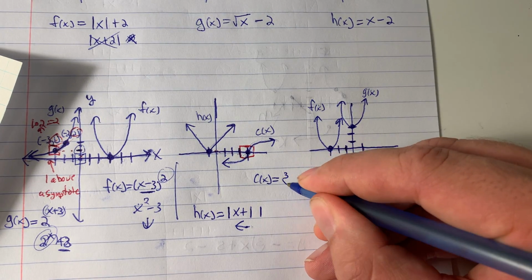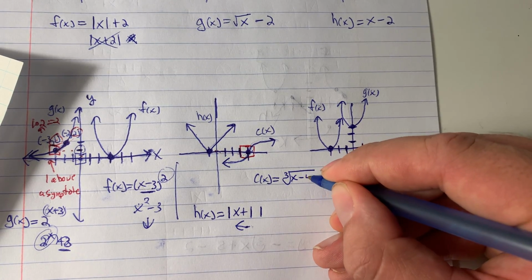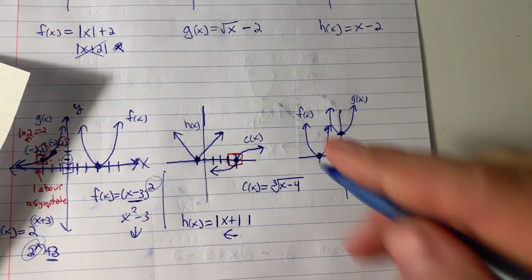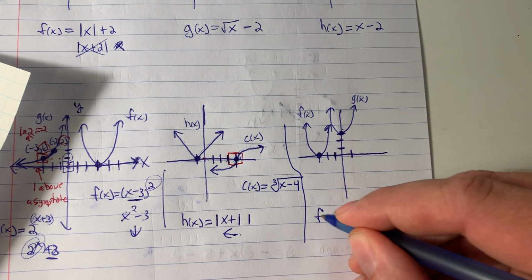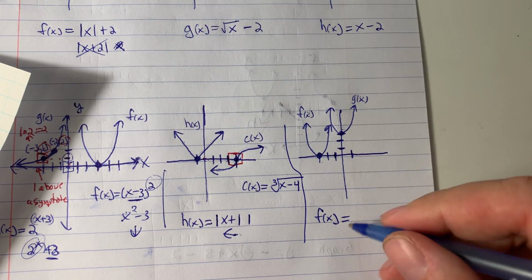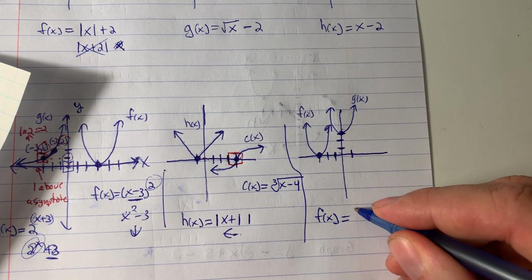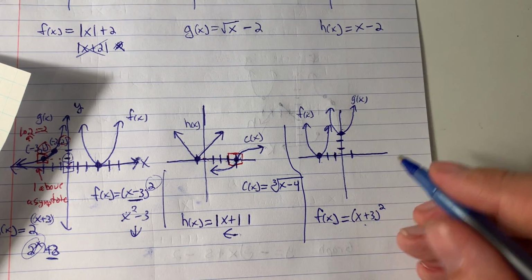And so we know it's the cube root of x minus 4, to make it go 4 to the right. Hopefully you feel good about that. All right, these last two, try them on your own. F of x equals, let's see how you did. F of x equals, this is a shift to the left. This is x plus 3 squared. That's how you make it shift to the left.